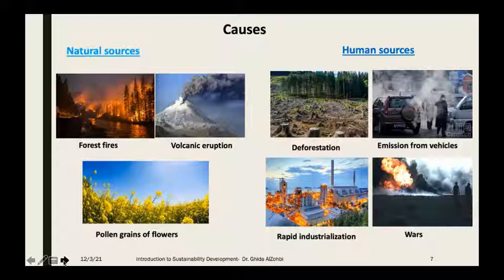Second, the human source of air pollution is the emission from vehicles. Third is rapid industrialization, and as you know, industrialization can cause a huge amount of CO2 emissions from factories and industries also. And the 4th human source of air pollution is wars.